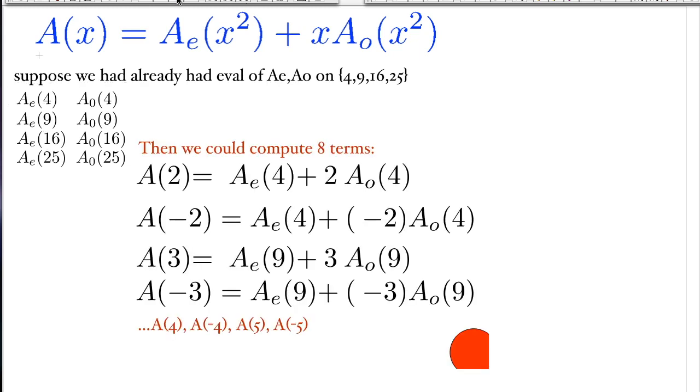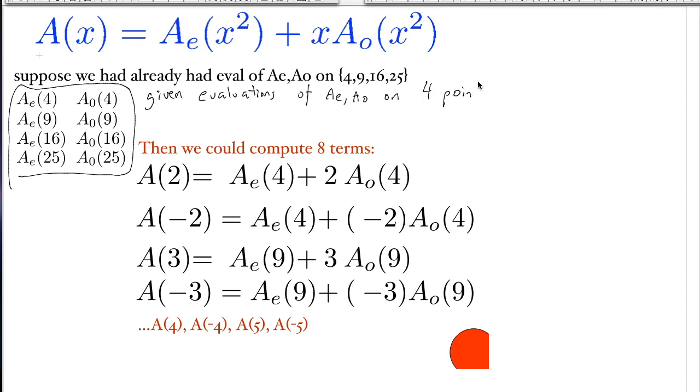So if we take that idea, given evaluations of A_E and A_O on 4 points, we can compute A on 8 points. This is the new idea for merging. Instead of sorting lists or finding closest pairs or doing arbitrage or skylines or making bus routes, the way we're merging over here is by doing this algebraic computation. Given recursively having solved the FFT for the odd and even parts, we can then compute the FFT on the full problem.